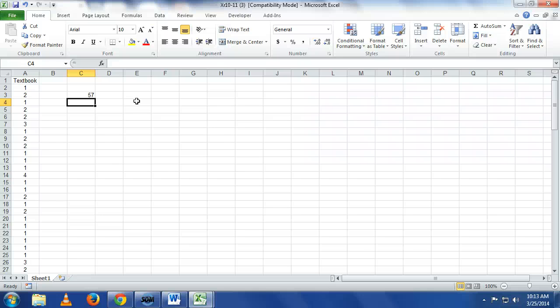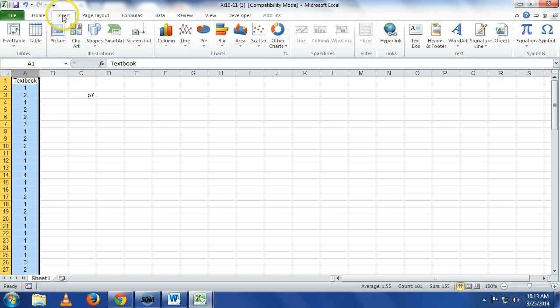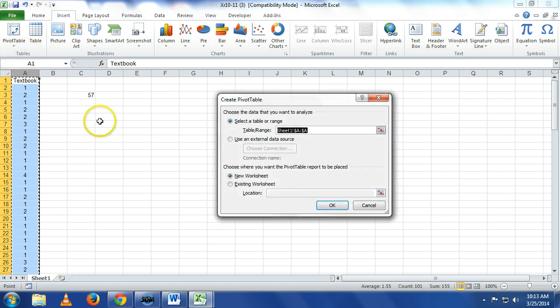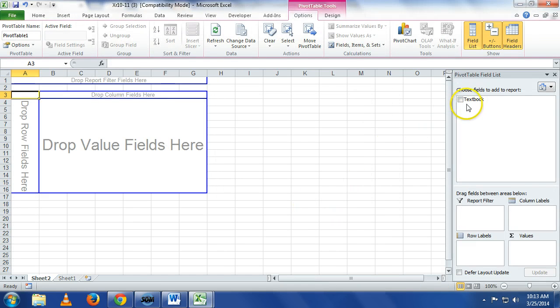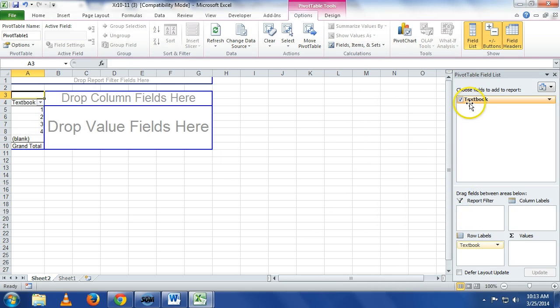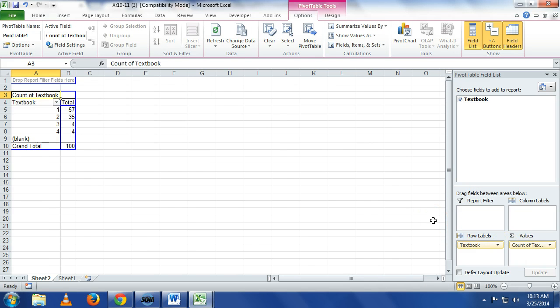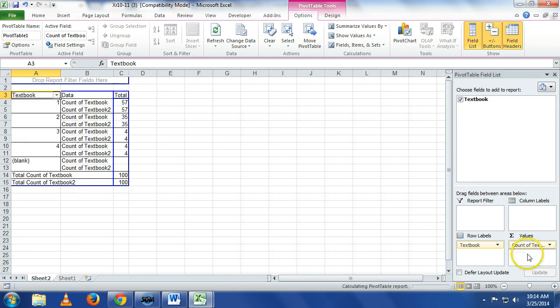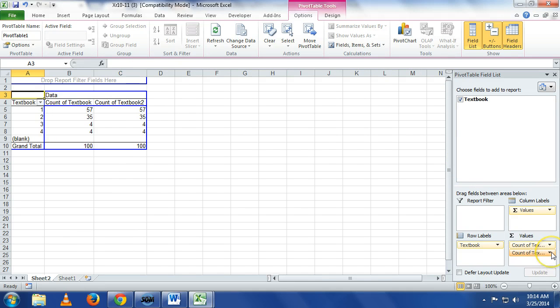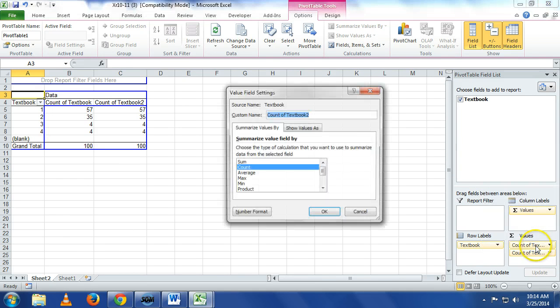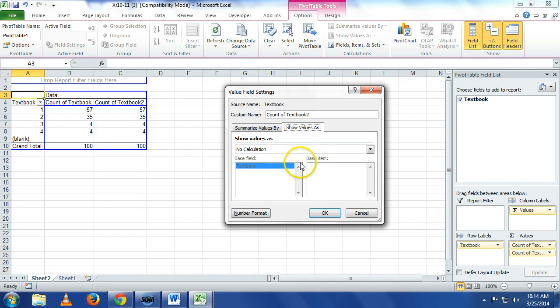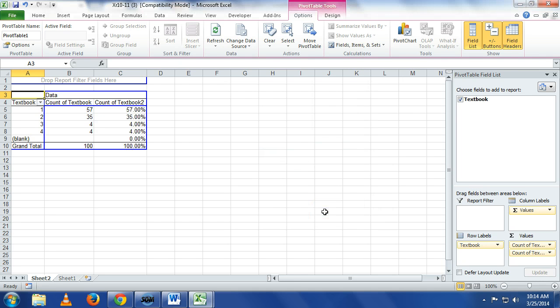57%. Or I could have highlighted A, insert, pivot table, drag textbook to the rows, drag textbook to the values. I see 57 ones here as well. If I wanted a percentage, I could drag textbook down here, and instead of saying count, I can go to value field settings, we've done this before, and say percentage of grand total, and it will give me that proportion.